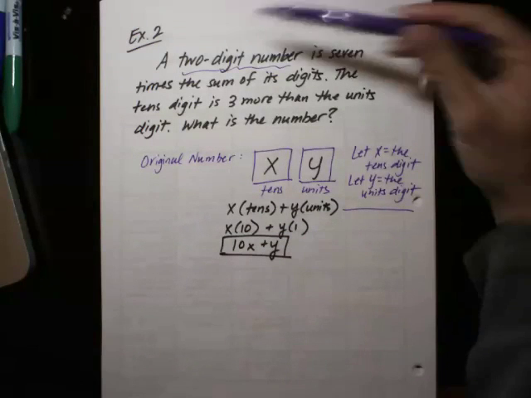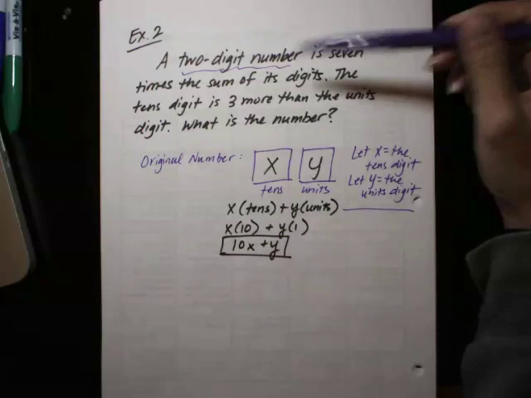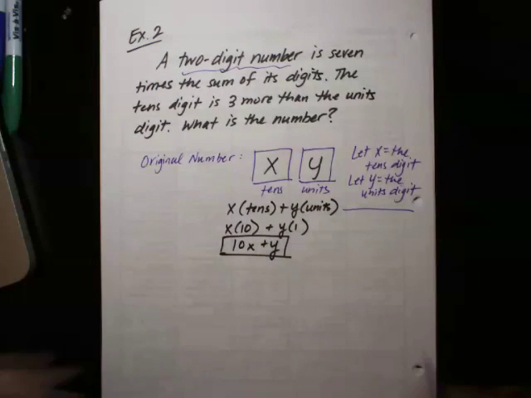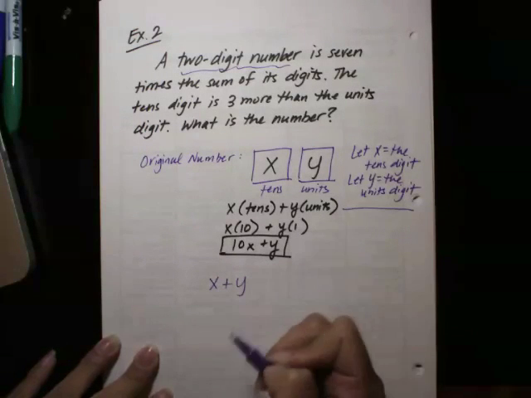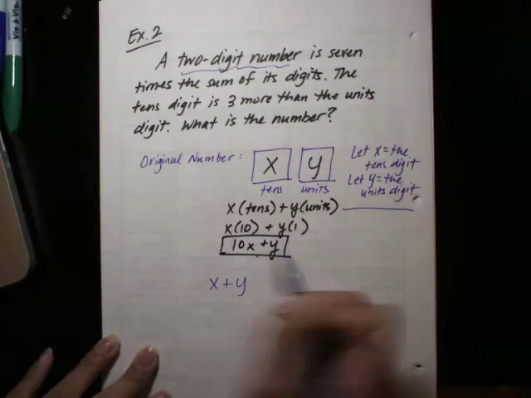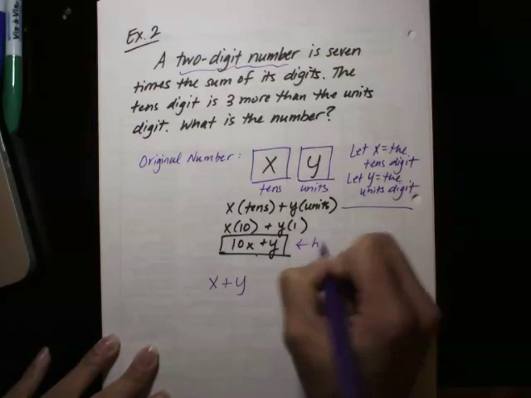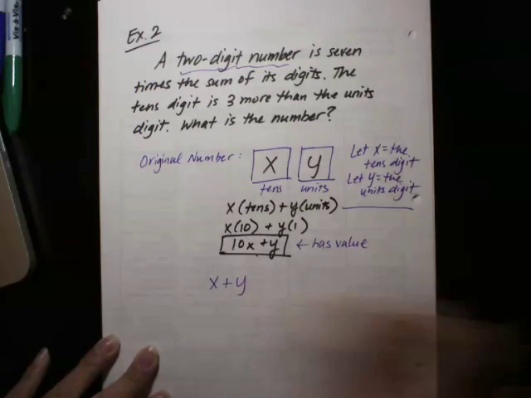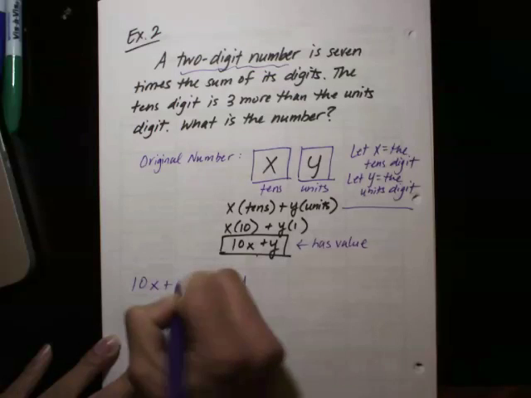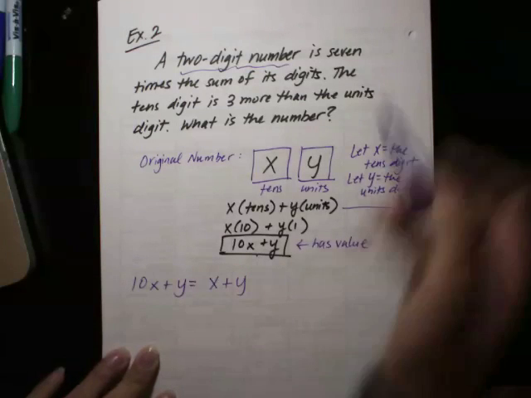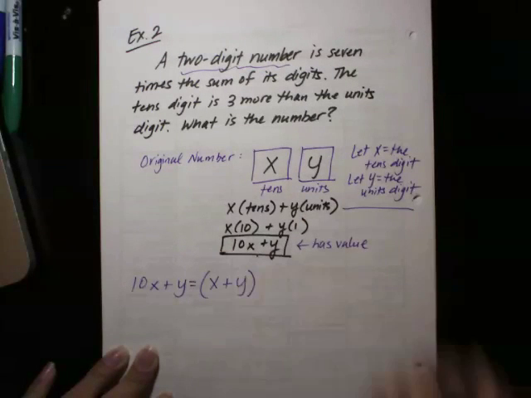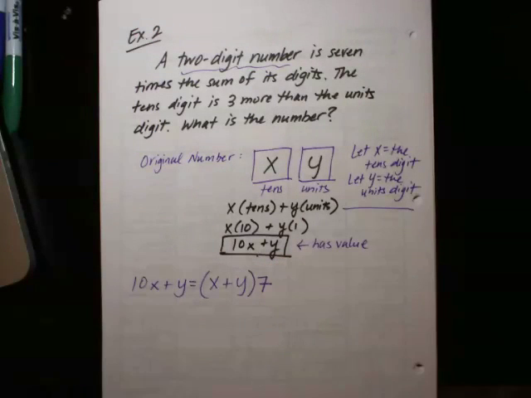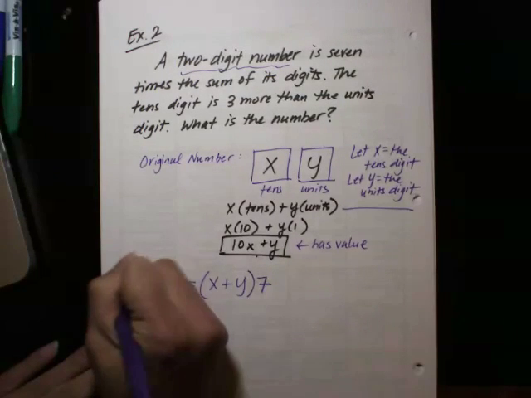So it says here, a two-digit number is 7 times the sum of its digits. The sum of the digits is x plus y. And a two-digit number, well, here's our two-digit number. Remember, the number has place value considered. So I'm going to write 10x plus y is equal to 7 times the sum of its digits. That means that when I multiply, I'm going to have to remember to distribute. Okay, so here's my first equation.